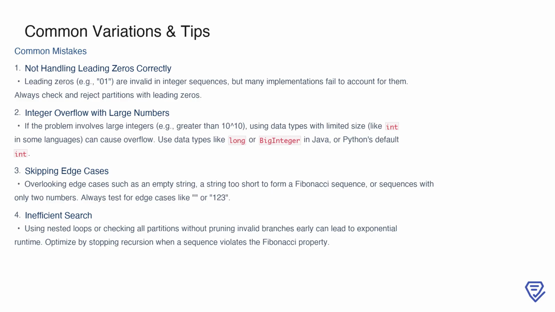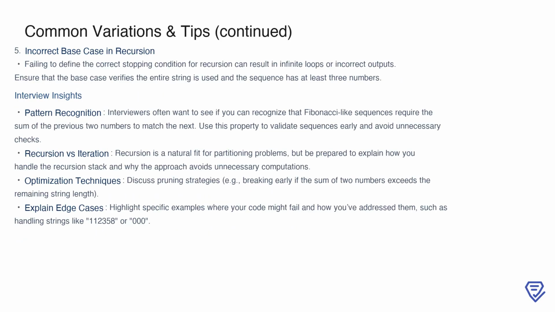Lastly, inefficient search techniques can significantly slow down your solution. If you're using nested loops or exploring all partitions without pruning invalid ones early, the runtime can quickly become exponential. Focus on optimizing by stopping recursion as soon as a sequence violates the Fibonacci property, which will save considerable time in larger cases. Another pitfall to watch out for is defining the base case incorrectly in your recursion. If your stopping condition doesn't ensure that the entire string is used and the sequence contains at least 3 numbers, your solution might either produce incorrect outputs or run into infinite loops.